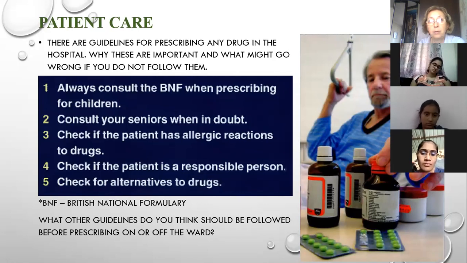For example, can we offer a patient to change the lifestyle? Will it help in treatment? Yes, ma'am. Okay. And the question is, what guidelines do you think should be followed before prescribing on or off the ward? Can you think of any other guidelines?